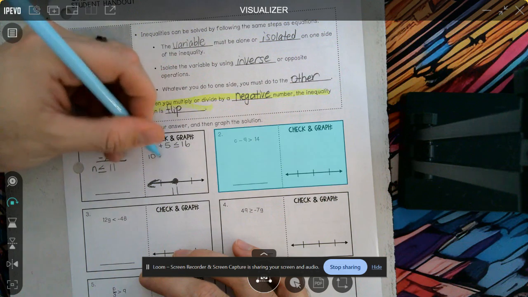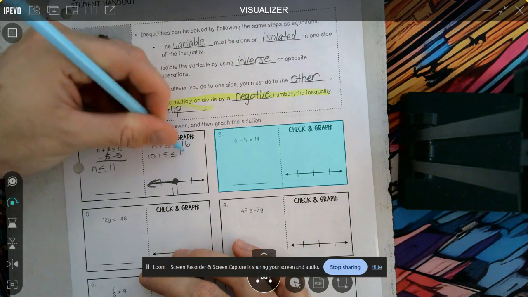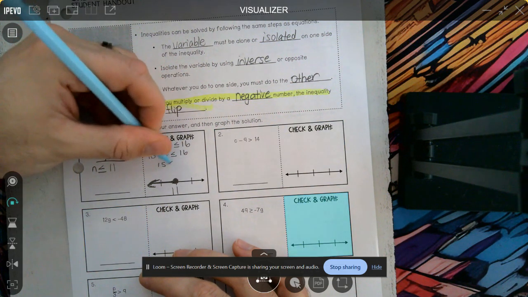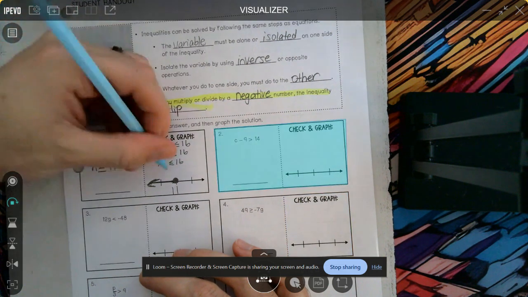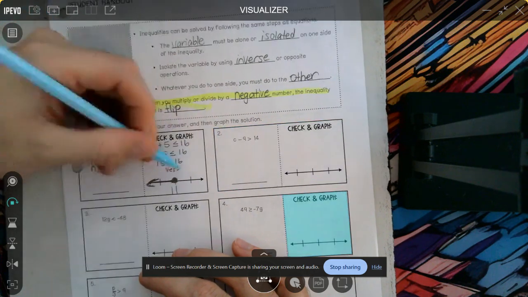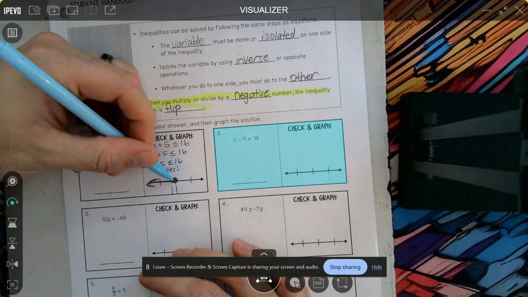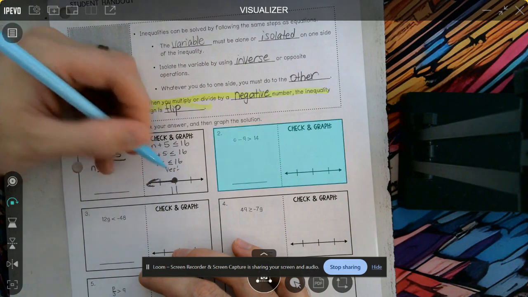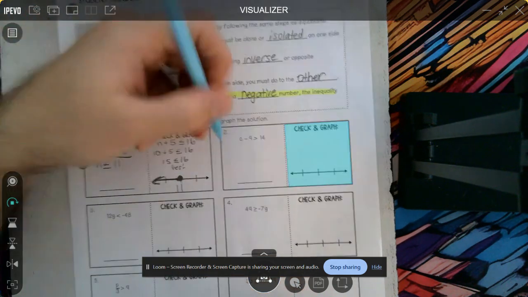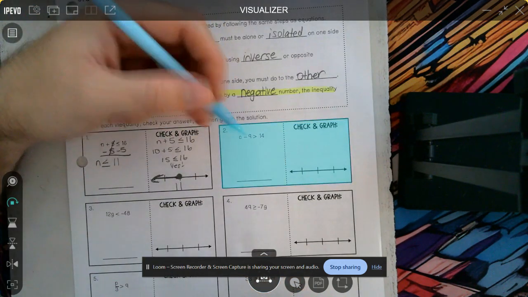So 10 plus 5 is less than or equal to 16. 10 plus 5 is 15. 15 is less than or equal to 16. Is that true? Yes. So I know we did it right because it's on my graph. 10 is to the left of 11, and I checked my answer. All right, you try number 2 now. Check your answer and solve.